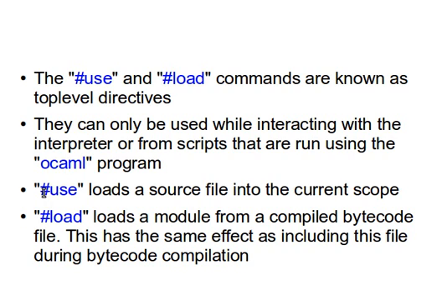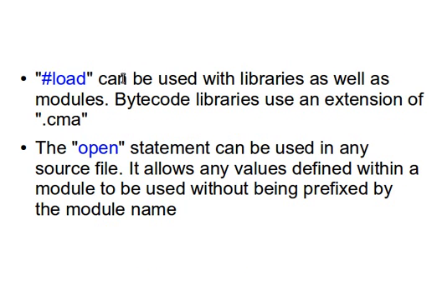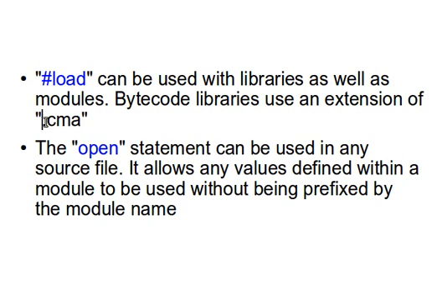Now #use loads a source file into the current scope. #load loads a module from a compiled bytecode file, i.e. from a sort of library file. This has the same effect as including this file during the bytecode compilation. So just like including the file, we can load it using #load. Now #load can also be used with libraries, yes, libraries and modules. Remember, bytecode libraries have the extension .cma. If you remember, we used #load unix.cma and #load str.cma, and when we compiled, we provided them in our command line to compile, from previous videos.